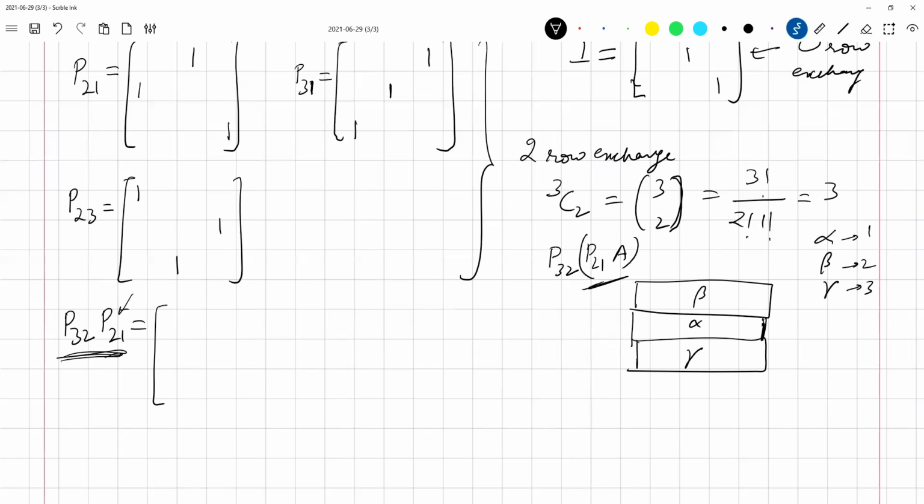Now, if I do a P32, it has no idea what this matrix is. It is just going to operate on this particular matrix now. Okay, so what is going to happen in this case? Beta, gamma, alpha. Okay, so what has happened? Finally, the second row has gone to the first row, the third row has gone to the second row, and the first row has come to the bottom. So there is a movement towards the top. Gamma went to this place, beta went to this place, alpha went to the bottom. Okay, we have exchanged how many? 3 rows now. All 3 rows have been exchanged.